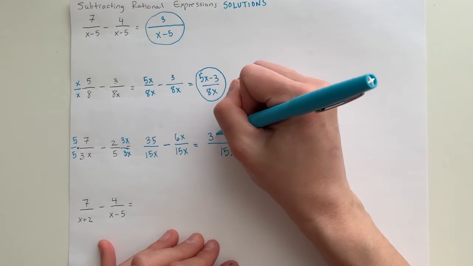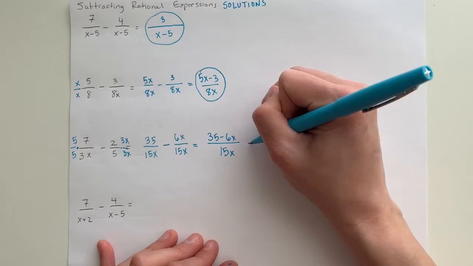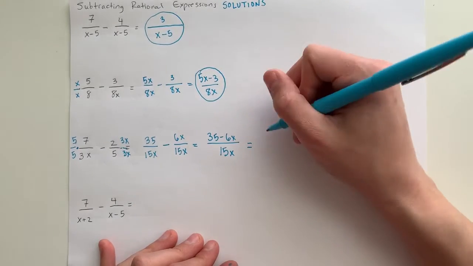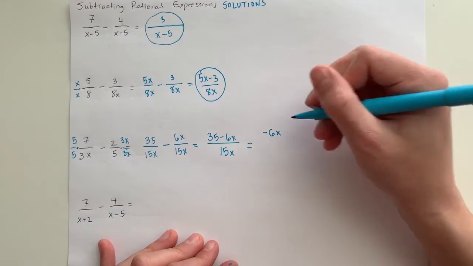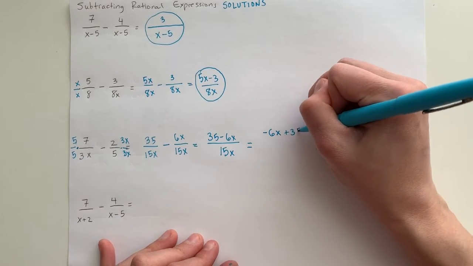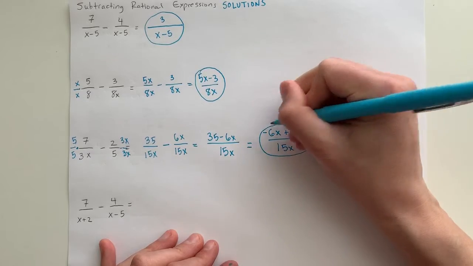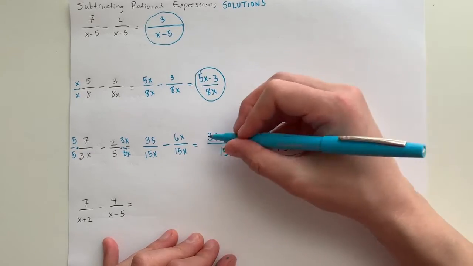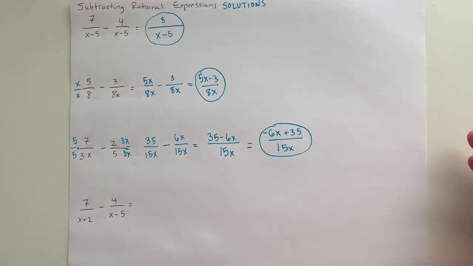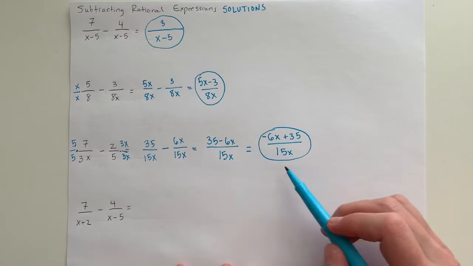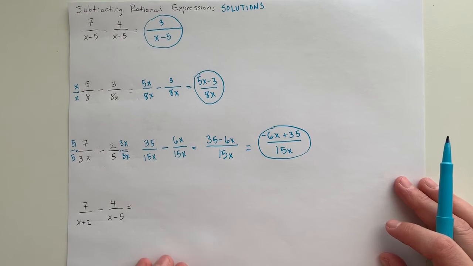35, take away 6x. And if I were to write that in standard form, I would want to actually write it like this, negative 6x plus 35. Remember to keep your sign with the term, so that negative stays with the 6x and that 35 needs to stay positive. Okay, so either one of these are actually acceptable answers.